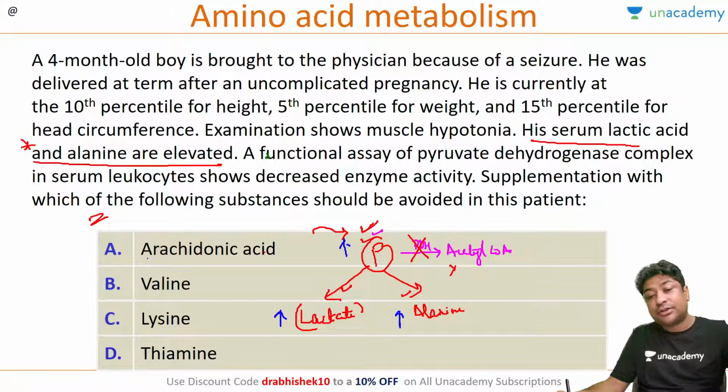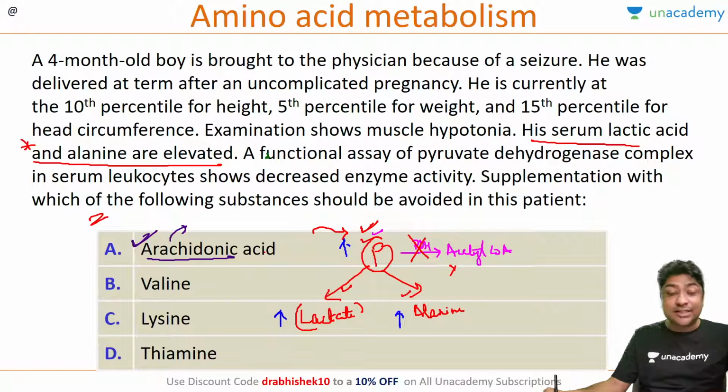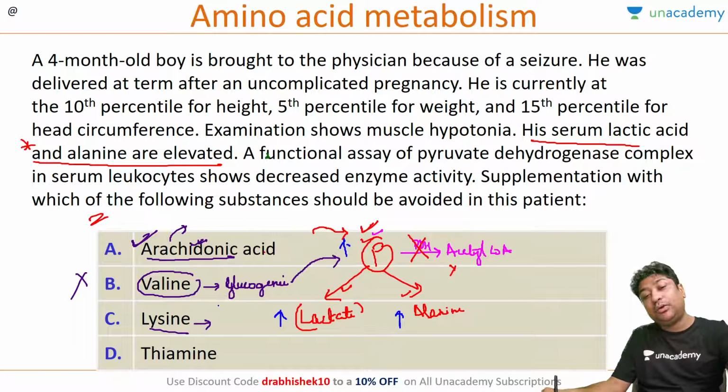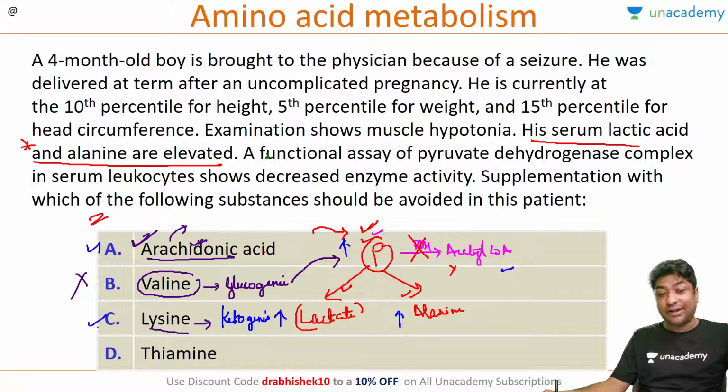When we look at our first option, arachidonic acid, remember, it is a fatty acid. It will never be broken down into pyruvate. It will directly form acetyl-CoA. So this, in fact, should be given. When we talk about valine, it's a purely glucogenic amino acid. If it is a glucogenic amino acid, it will finally get converted into pyruvate. So this should not be given. When we talk about lysine, lysine again is a purely ketogenic amino acid, which means lysine will be converted into acetyl-CoA directly. So again, this we can give. In fact, this should be preferred.